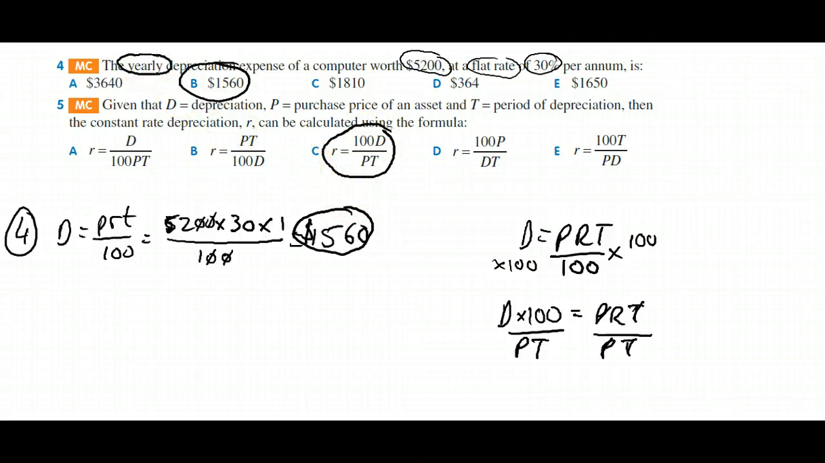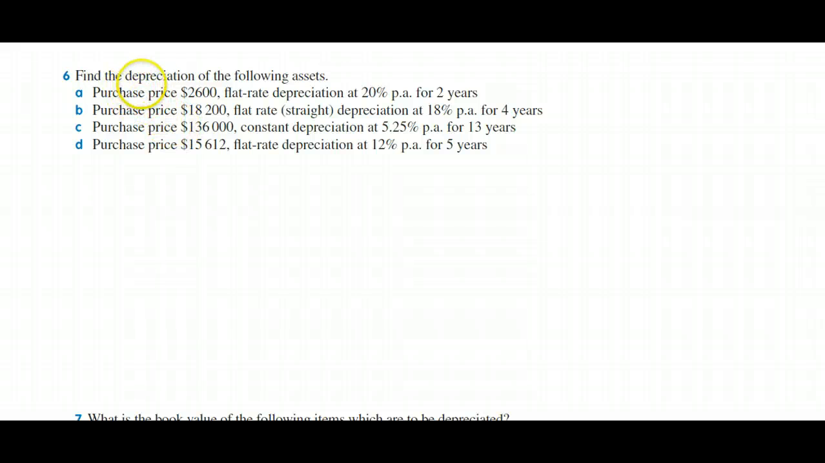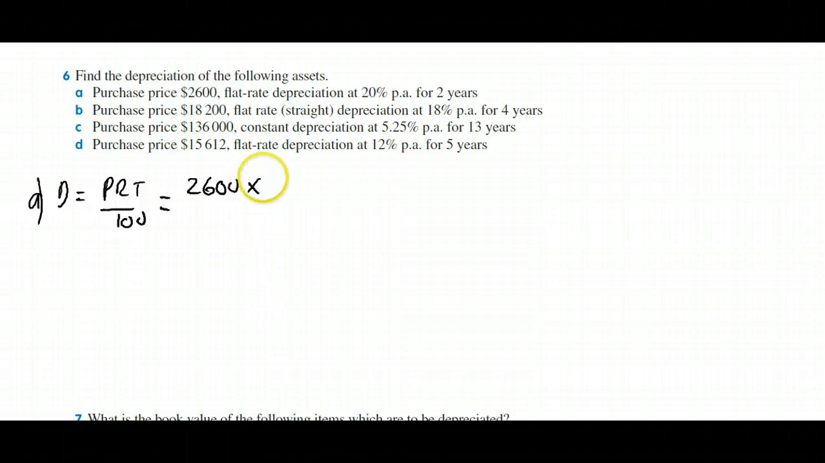Okay, in question 6 we have to find the depreciation of the following assets. So the purchase price was $2,600, flat rate depreciation, 20% per annum for 2 years. So for A, D equals PRT over 100, and that equals 2,600 times 20 times 2, and it's all over 100. Cancel out some of those zeros.